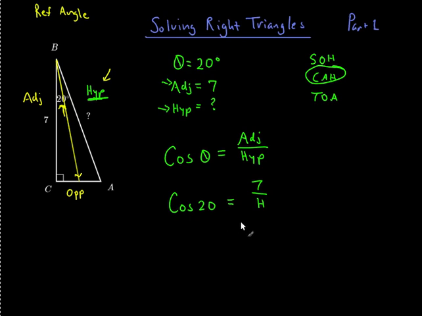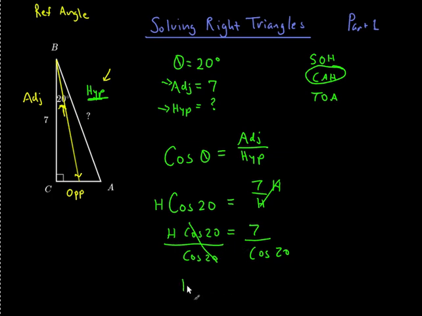And so using just algebra, we need to figure out how to get the H by itself. There's a lot of tricks we can employ here, and we can multiply times H, multiply times H. This is going to cancel out. So we're going to get H cosine 20 equals 7, and then we can divide by cosine 20, divide by cosine 20. This cancels out, and what we end up with is H equals 7 divided by cosine 20.